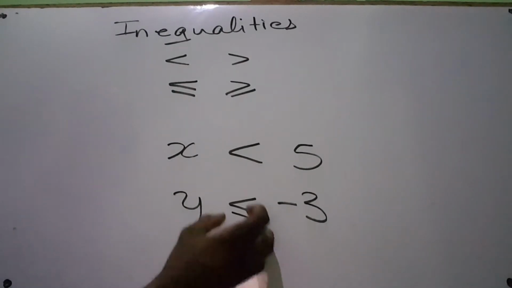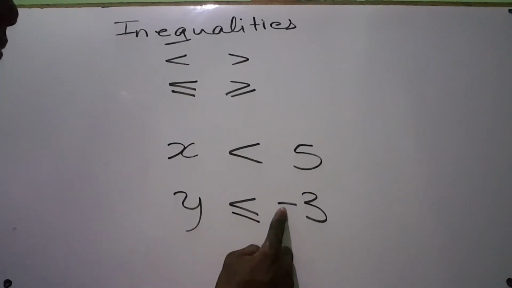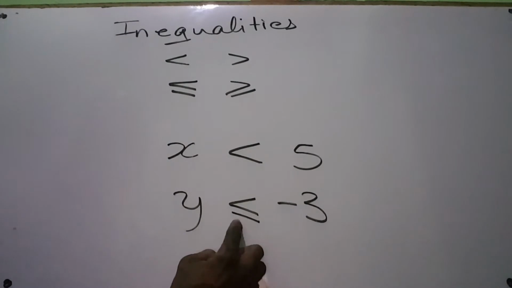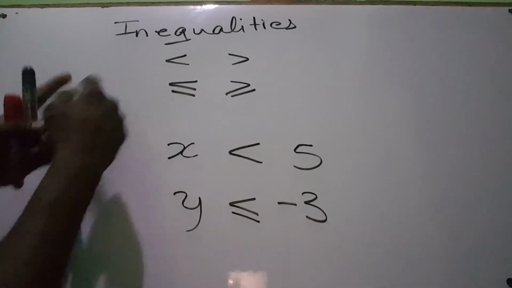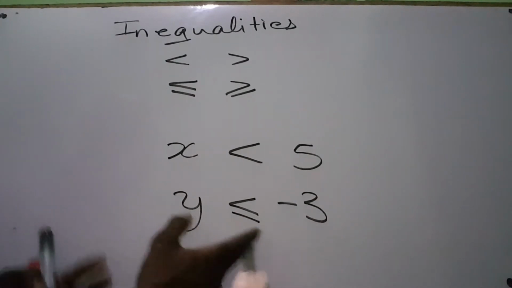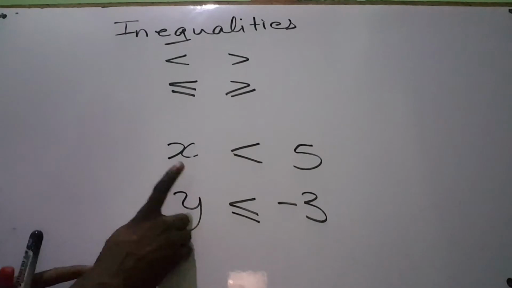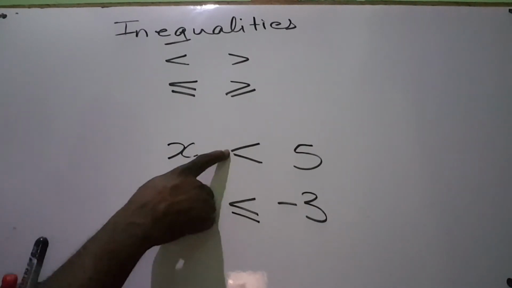What does this actually mean? Well, this is actually saying that -3 is a part of the solution. Because with inequalities, it is not just an answer. It's a range of answers that we're actually looking at. Take a closer look at x is less than 5.